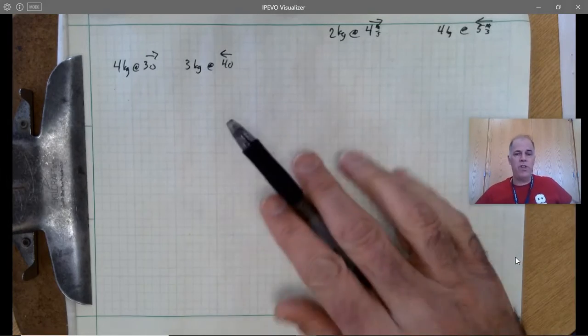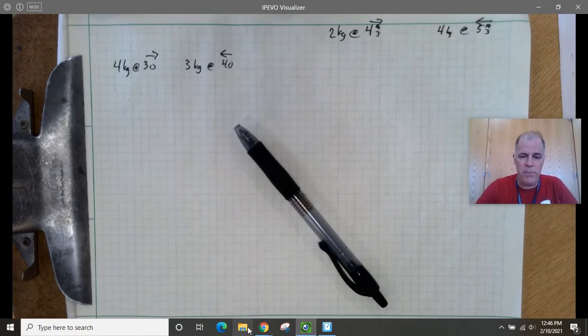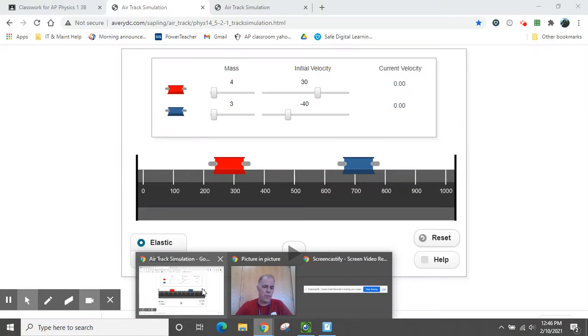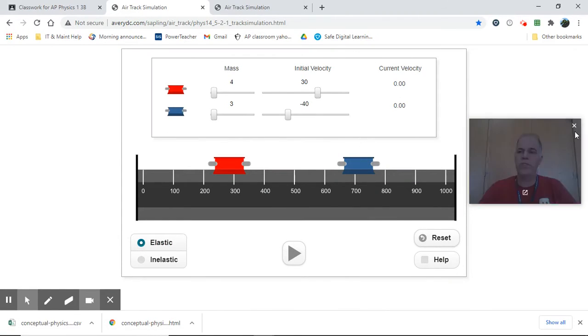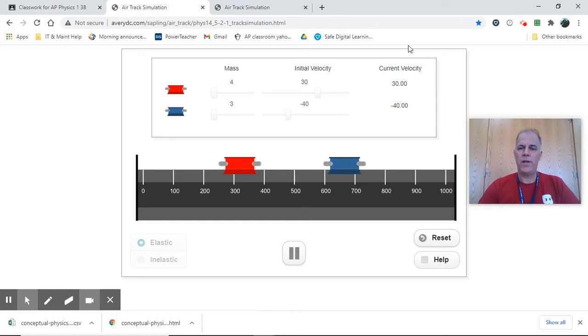Now, to show you the easier way, I want to go back to the air-track simulators that we had last time. Here we go. All right, and I have this one set up as a mass of 4 moving at 30 meters per second. That's the red one going to the right. And then the other one is a mass of 3 moving at 40 to the left. So 4 at 30 running into 3 at 40. It's set up as an elastic collision, and we're going to run it and watch what happens to the speeds after the collision.